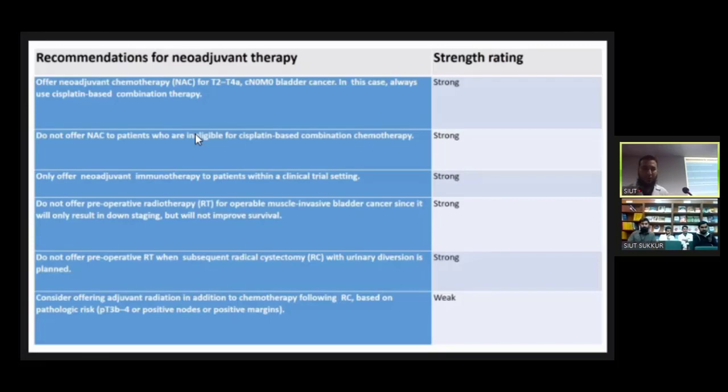Do not offer neoadjuvant chemotherapy when the patient is not eligible for cisplatin, except in a clinical trial setting. Do not offer pre-operative radiotherapy when we plan for radical cystectomy. Consider offering adjuvant radiation in addition to chemotherapy following radical cystectomy based on pathology of pT3b and pT4b, positive nodes and positive margin.